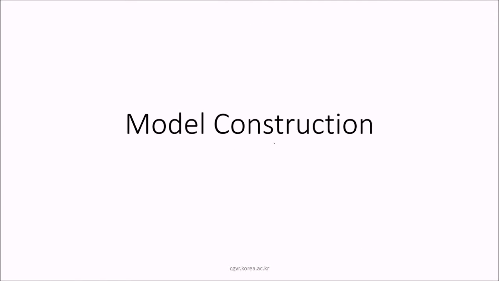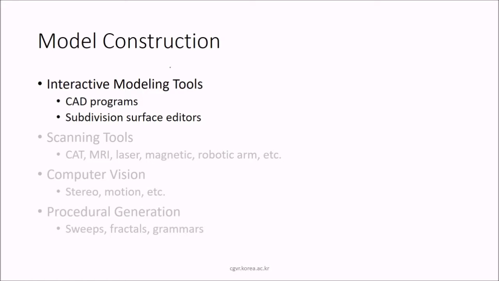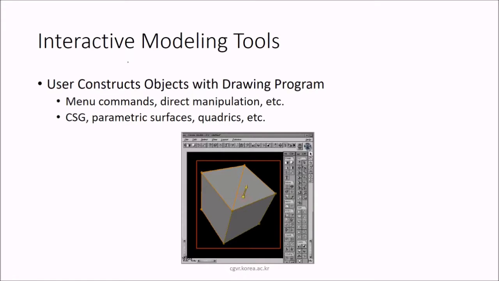So in 3D object representation of computer graphics, let us talk about model construction. In this model construction, we will talk about the interactive modeling tools first, like the CAD programs and subdivision surface editors. So, interactive modeling tools. As you can see, the user constructs objects with the drawing program. So the user by himself constructs.